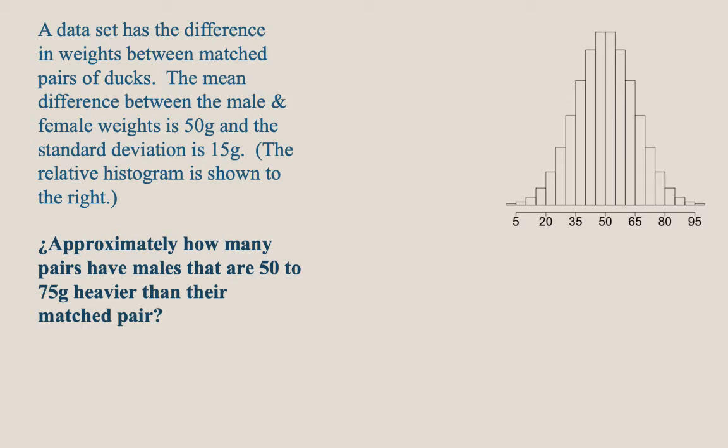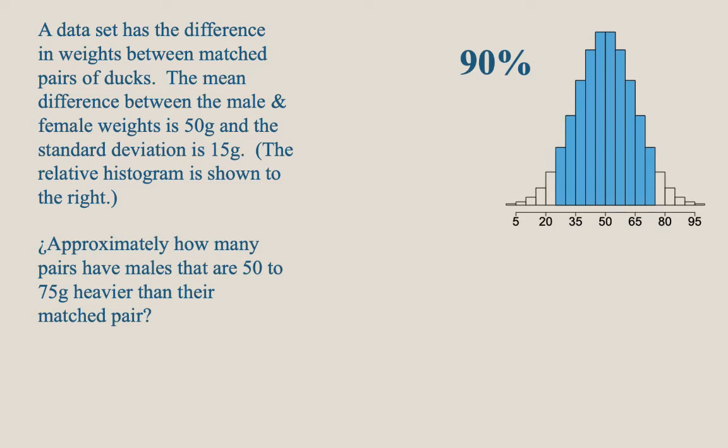So to use the count by thirds empirical rule for a problem like this, we're going to focus on both the mean, which is 50, and the value 75, which is the upper range of the interval we're being asked to work with. 75 is 25 grams above 50, and if we take 25 grams and divide it by the standard deviation of 15 grams, that gives us 5/3 of a standard deviation. We know that if you go 5/3 above the mean and 5/3 below the mean, that captures about 90% of the data.